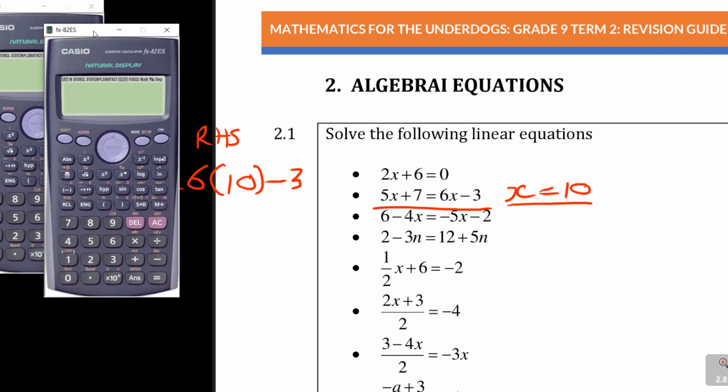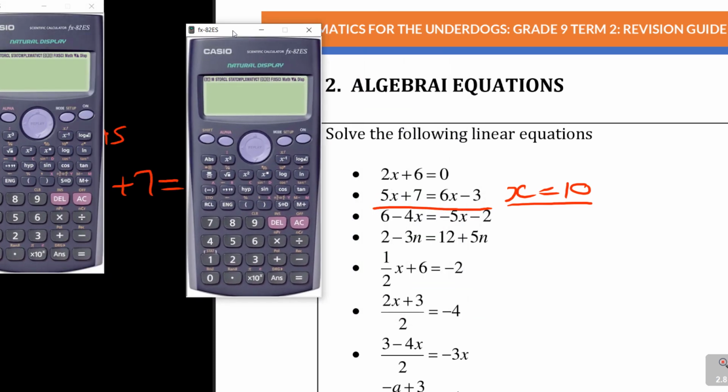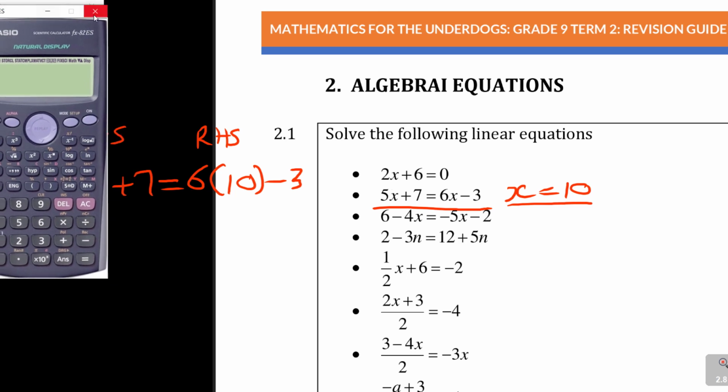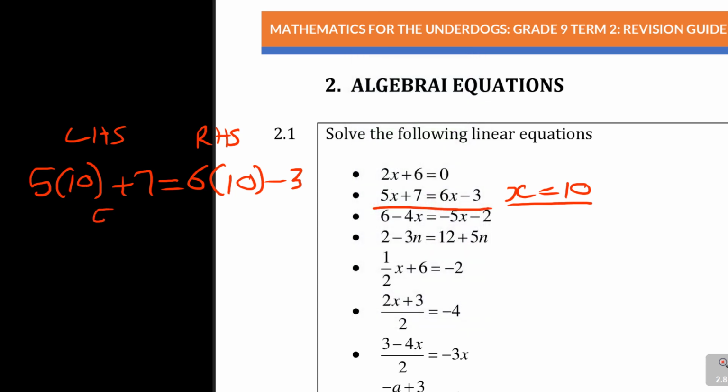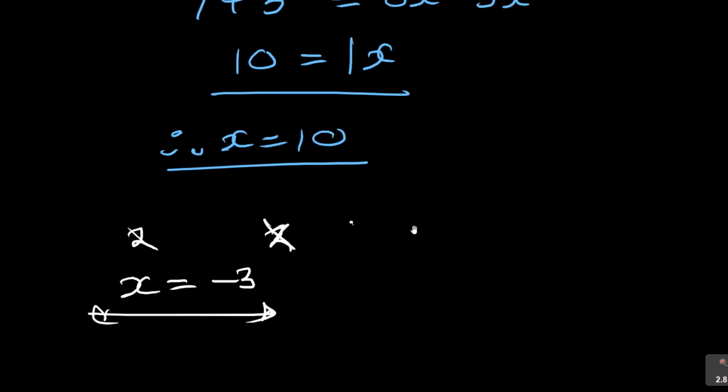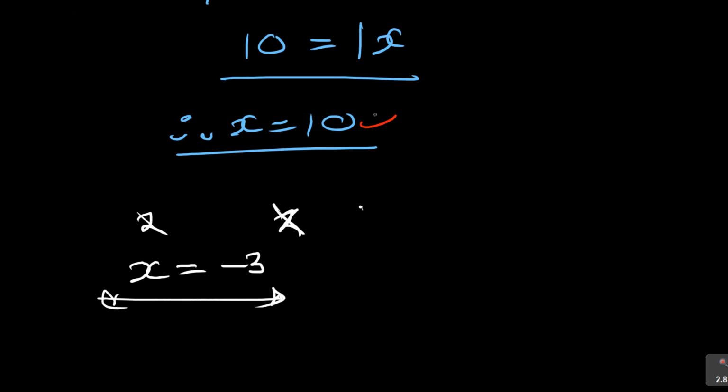Alright. Okay, sorry about the 2 there. Let me take off this one. Let's look at 5x plus 7. So it's 5 bracket 10 plus 7. What am I getting? 57 on the left hand side. What about 6 bracket 10 minus 3? See, 57 again. So you see, 57 left hand side, 57 right hand side. It means the answer x is equal to 10 is correct.